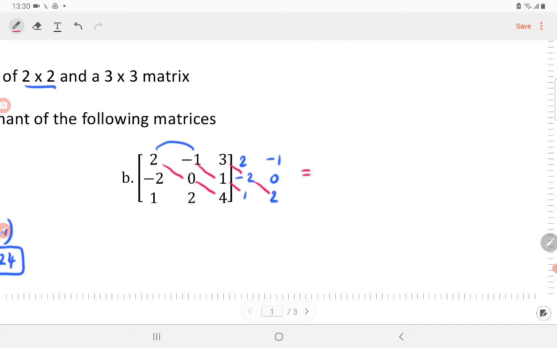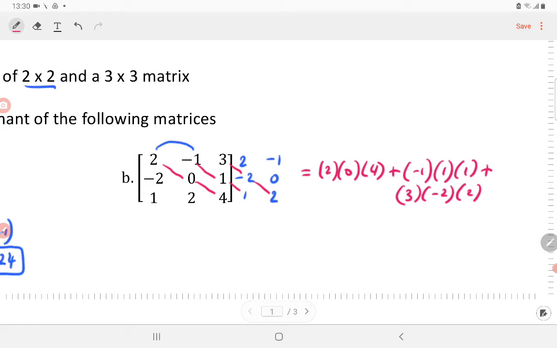So the red ones, let's do that first. This is kind of the equivalent of doing the AD part. So this is 204. Then you add the next one. Minus 1, 1, 1. Plus the next one. 3, minus 2, 2. Okay, so when you add these numbers up, you should get minus 13 for this bit. Okay, so that's the first bit.